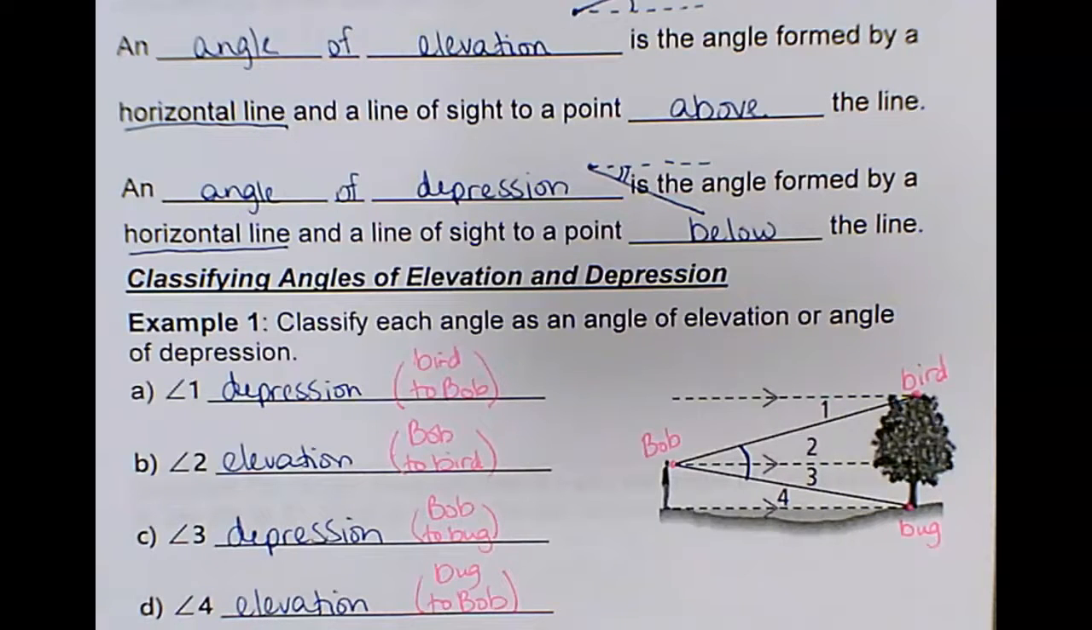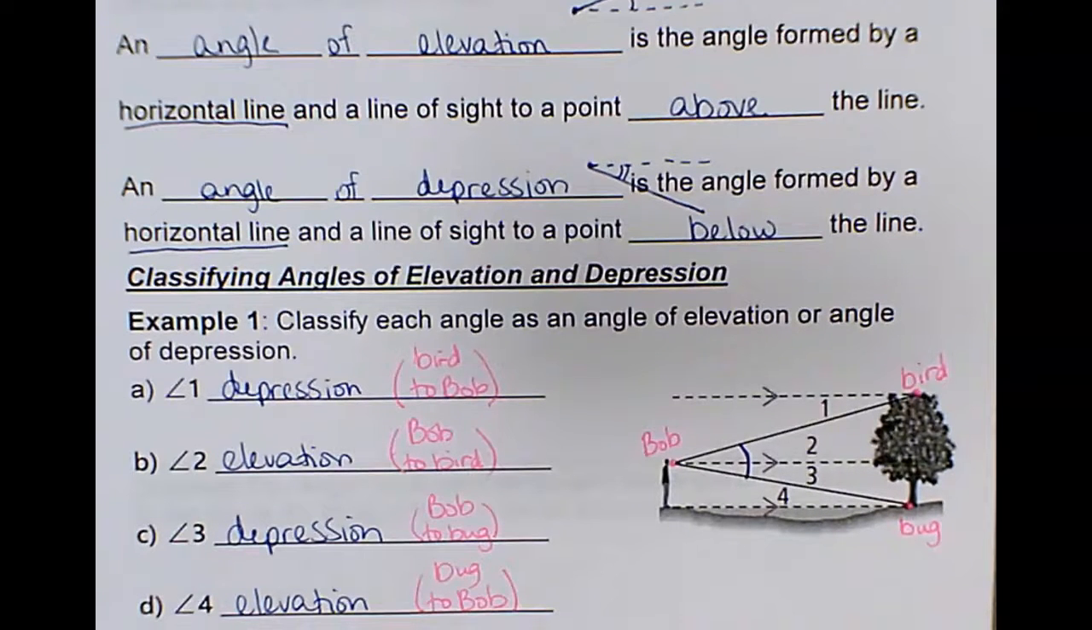So angles of elevation and depression are always created by a horizontal line of sight and then another line of sight above or below it. But this angle, made up of angles 2 and 3 together, is neither an angle of elevation nor depression. So angles do exist that are not classified as elevation or depression.